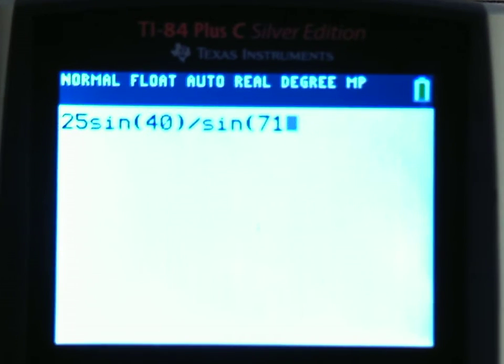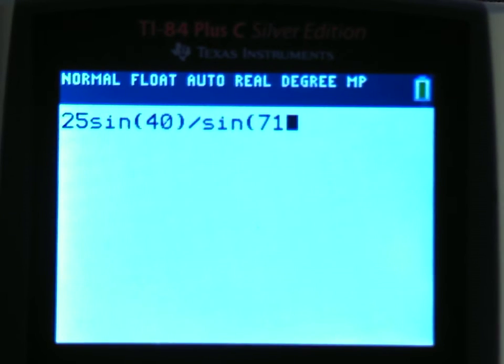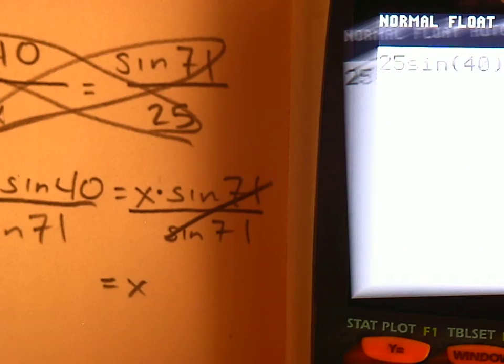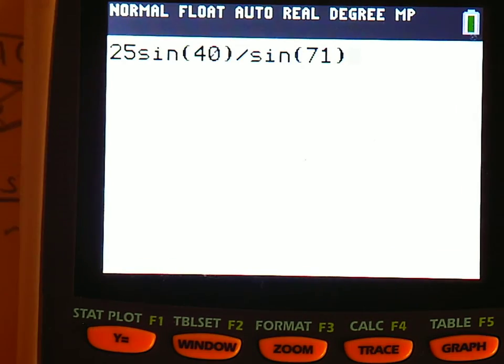And let's see if I can zoom in enough for you to see here. That's exactly how I typed it in. However we wrote it is exactly how I typed it in. So 25 sine of 40 divided by sine of 71. And then when I press enter, it's going to give me my answer.